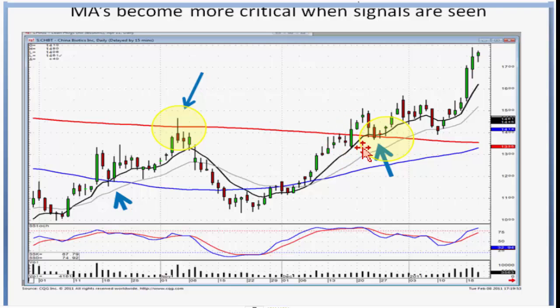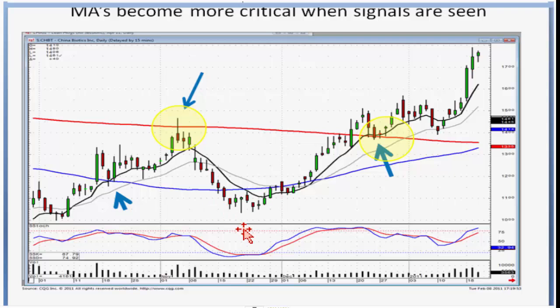Now here's the T line. The T line is this black line. The red line is your 200 simple day moving average. The blue is your 50-day simple moving average. And the gray line is your 20-day simple moving average. It's usually going to be the 200 and the 50 that's going to get most of your attention, because that's what all the big money managers are using to make their decisions. The 20 usually becomes more proficient after an extended trend.